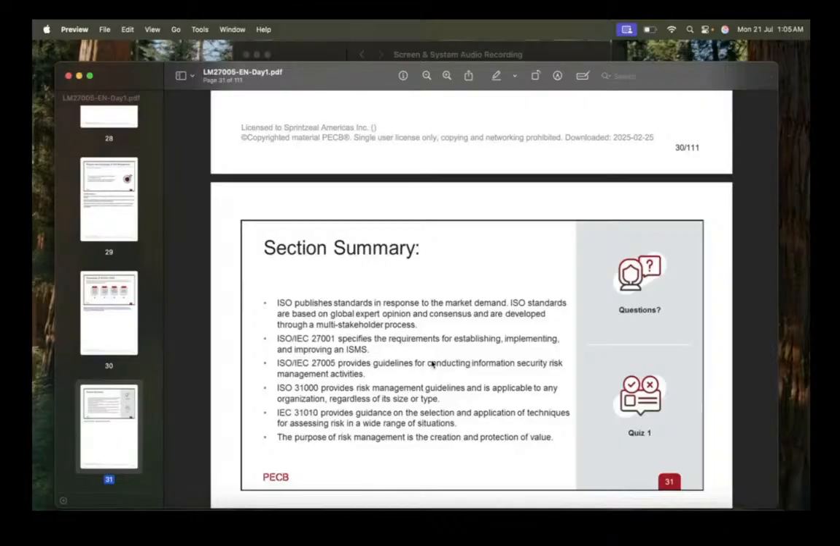Then the next thing we have discussed is IEC 31010, which provides guidance on the selection and application of techniques. And then we have discussed the purpose and advantages of risk management. So, risk management is the creation and protection of value. I hope you have got the summary of what we have discussed till now, and I hope you have made some important notes for your reference as well.